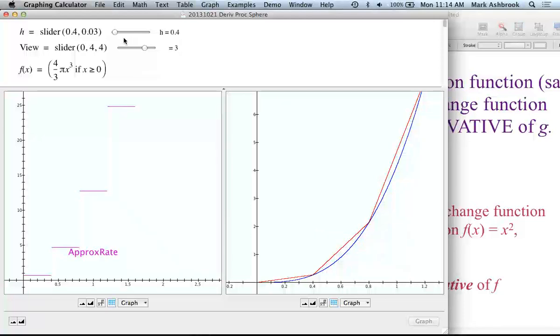And then as delta x gets small, you can watch both graphs, right? Watch the piecewise function and also watch the approximate rate function. The piecewise function does better and better at pretending to be the accumulation, and the approximate rate approaches the exact rate. There it is.